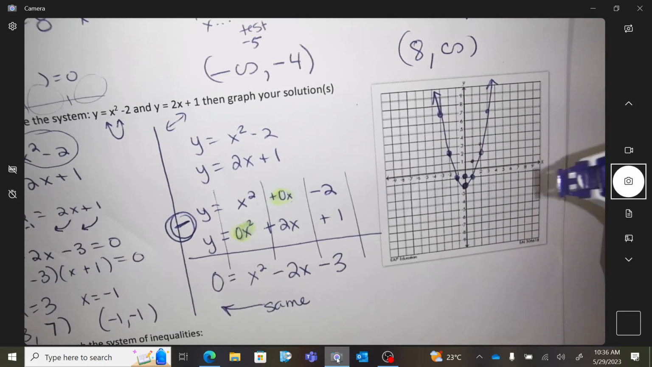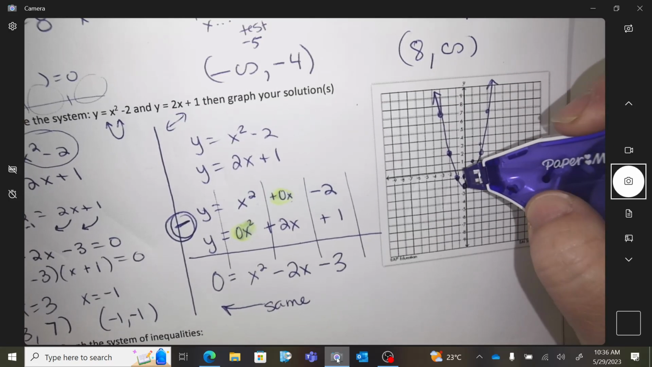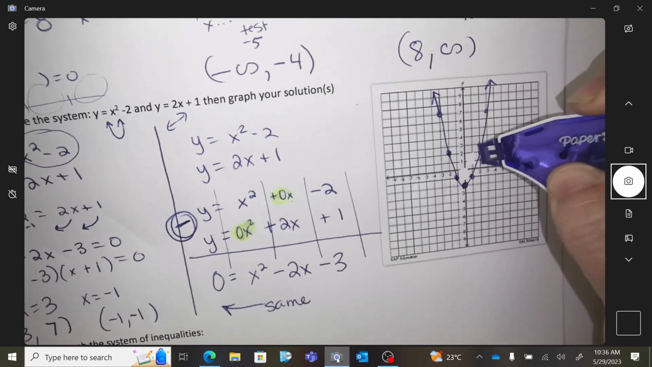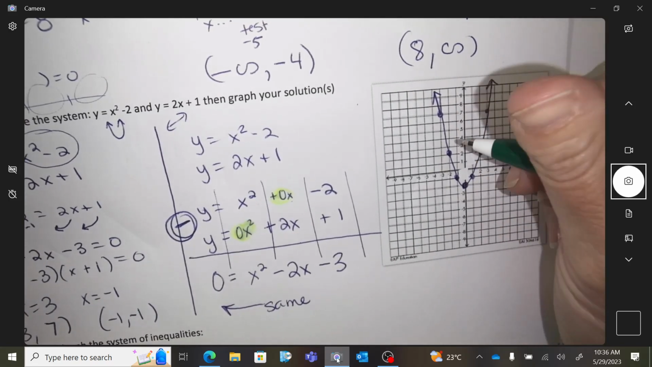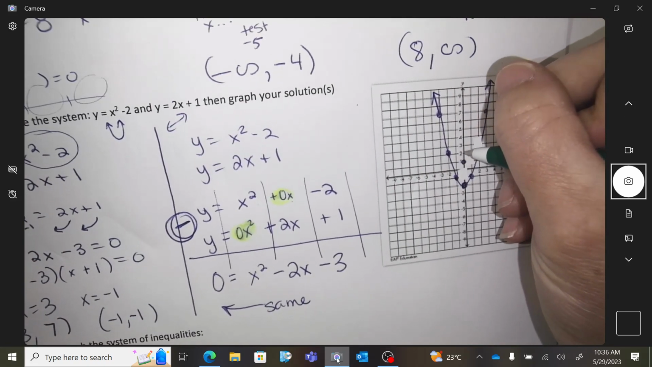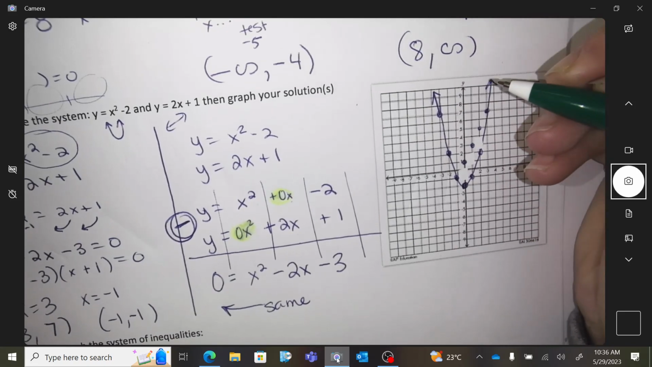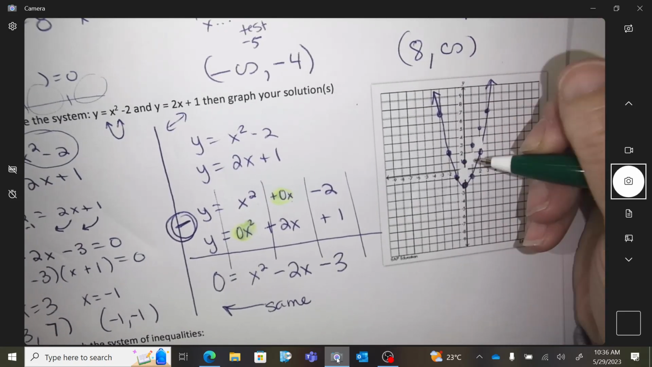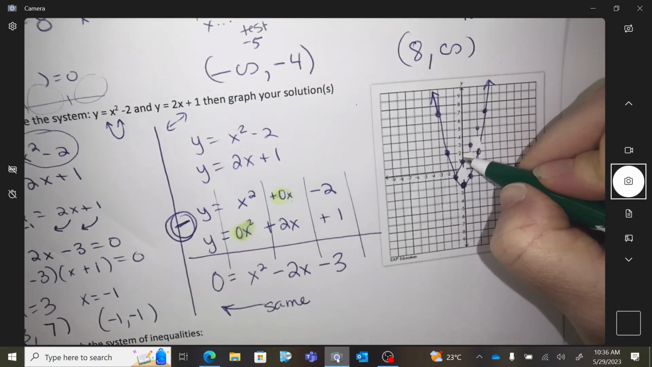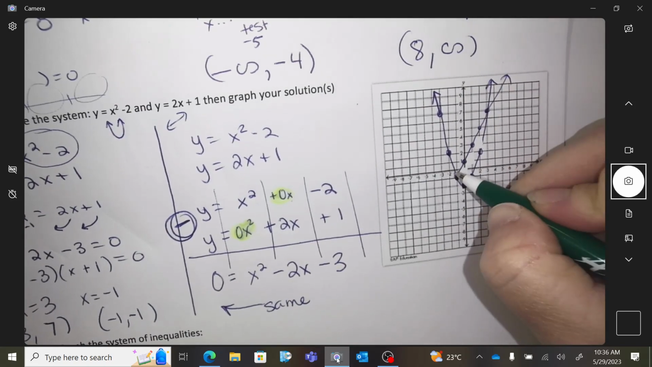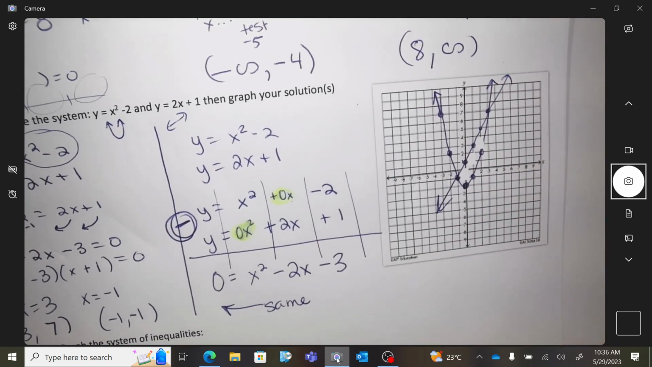Why did I start at -1? Is a good question. I was like, my thing's not matching. Thank you. Thanks, Regan, because I was like, why is my thing not crossing where it's supposed to? There we go.